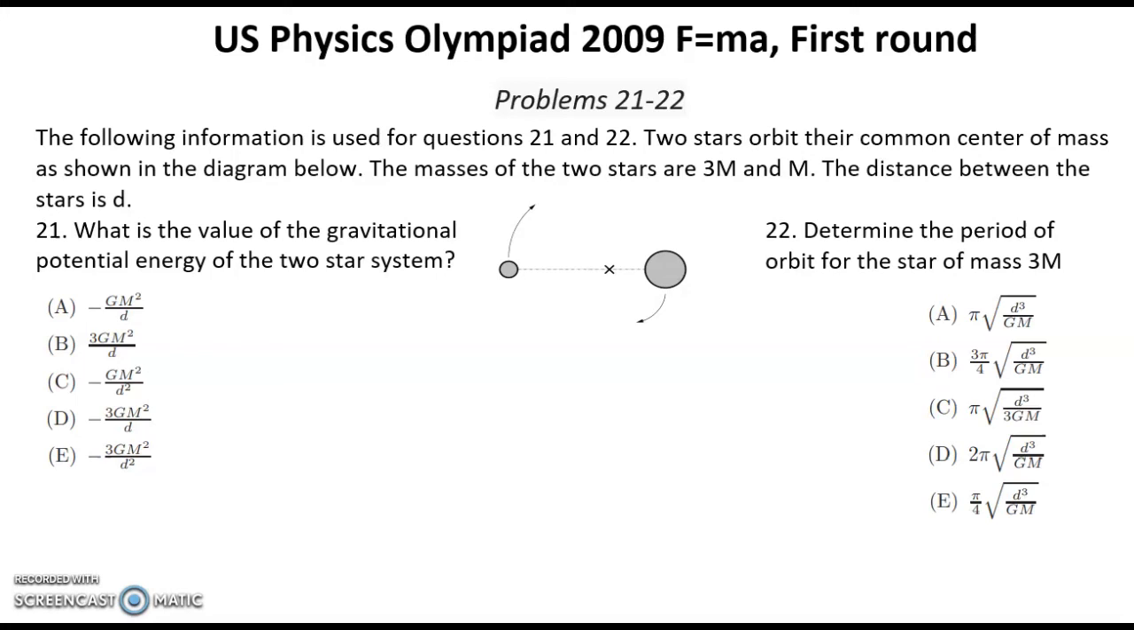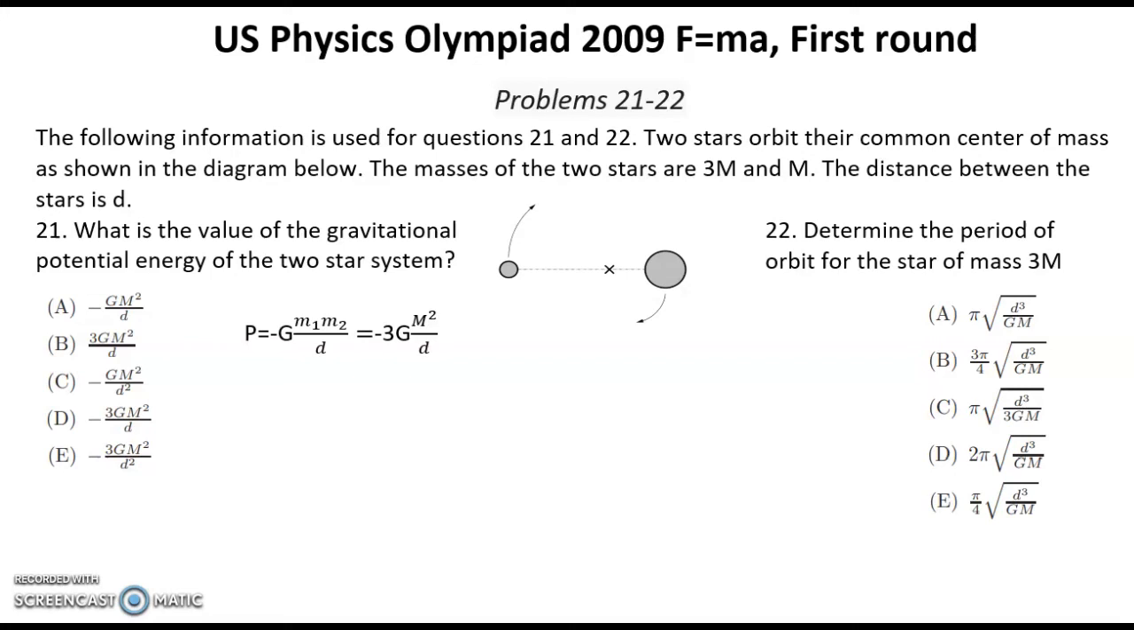Solution. Gravitational potential energy of two objects equals this expression. That's negative G multiplied by m1 multiplied by m2 and divided by the distance between objects. In our case, that will be negative 3G multiplied by m squared over d. Question number 22. Determine the period of orbit for the star of mass 3m.